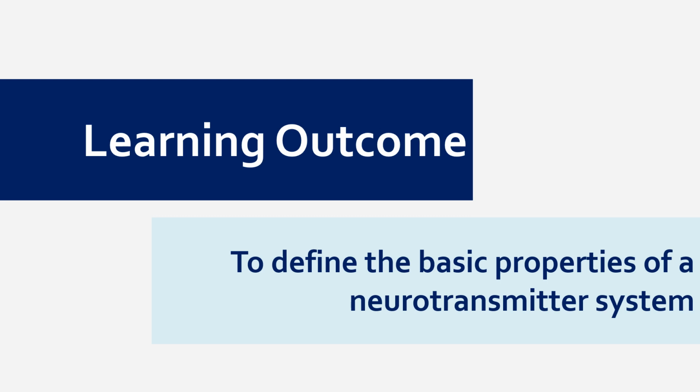What I hope you're able to do by the end of this video is to be able to define the basic properties of a neurotransmitter system. What are they not, and why are they important?